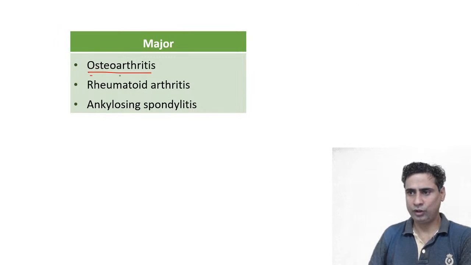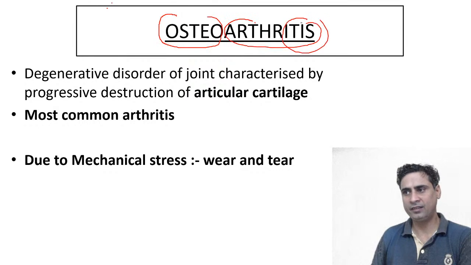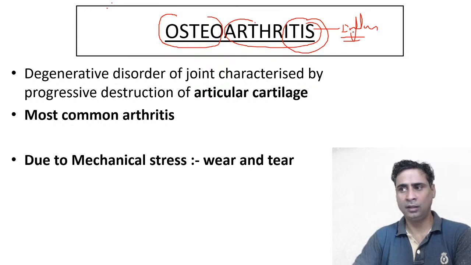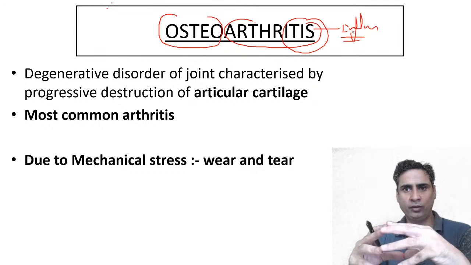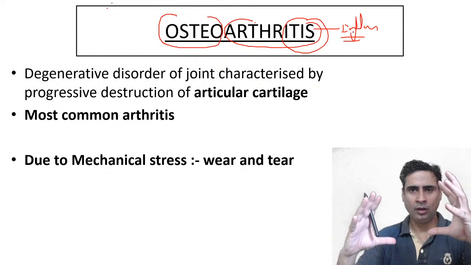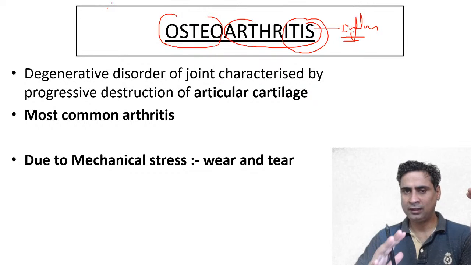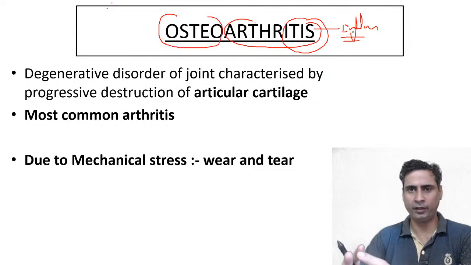First one is osteoarthritis. Osteo means bone, arthro we use for joint, itis we use for inflammation. Okay, so in our slide we have discussed osteoarthritis is a degenerative disorder, not included in inflammatory type of arthritis. Now there is one catch in this. Osteoarthritis does not mean that there is no inflammation in the joint.